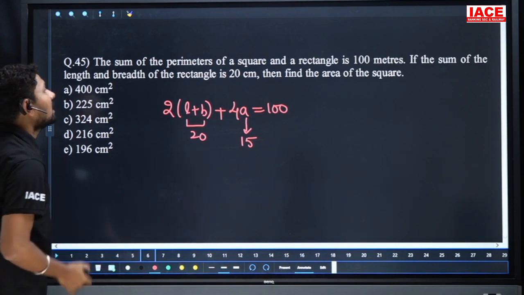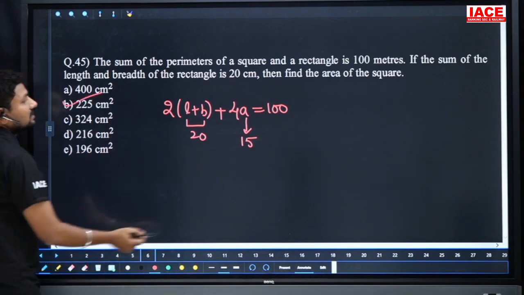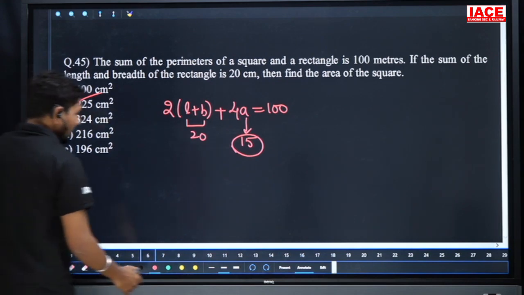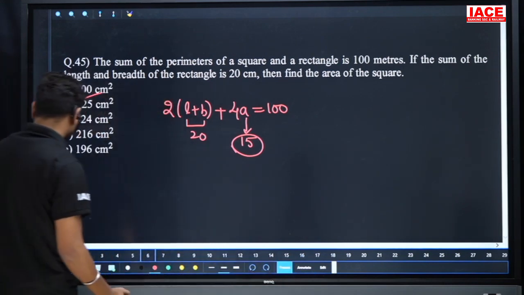We require the area of the square. Area of the square is 15 squared. 15 squared, the answer is 225. Option B. And let's move on to the next question.